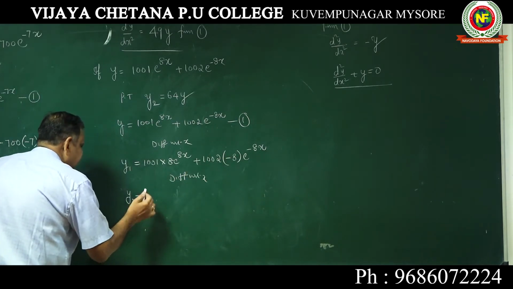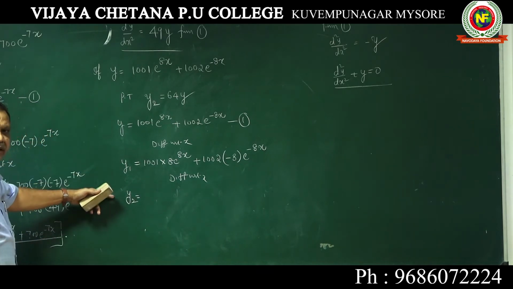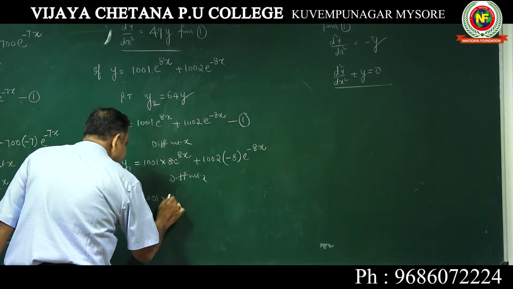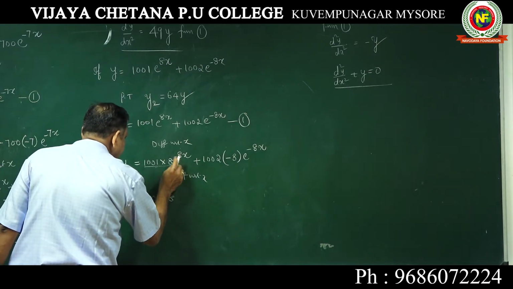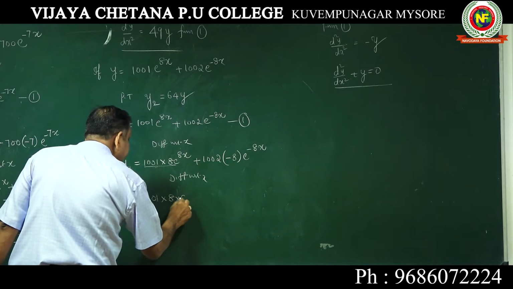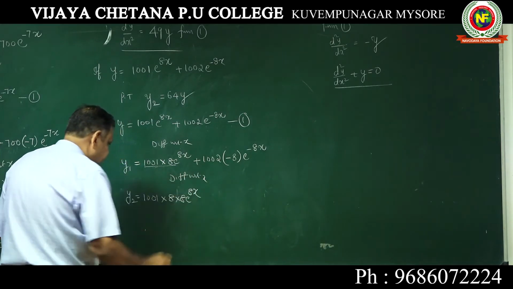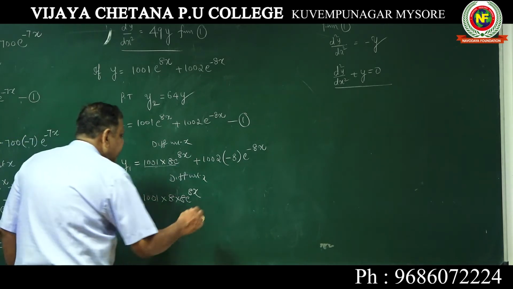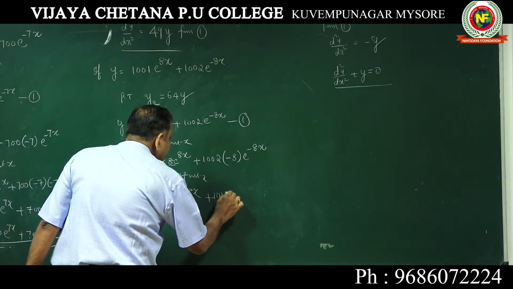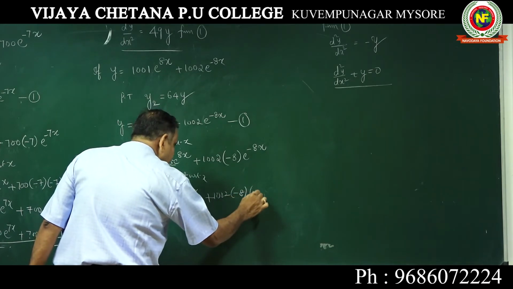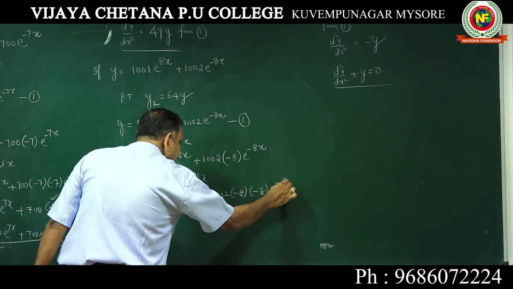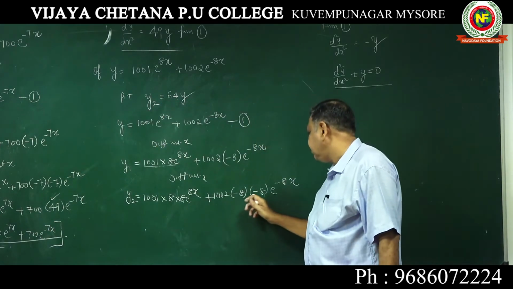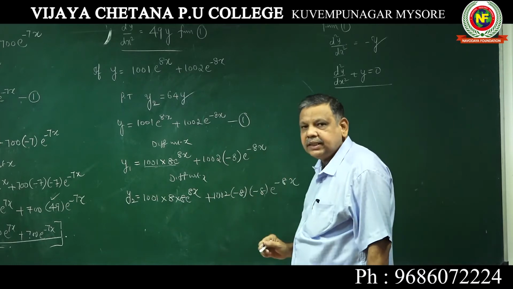Differentiation of y1 gives y2. 1001 into 8 is already there, 1001 8 is a constant as it is, into 8 e to the power of 8x. See, this is very important. Into 8 e to the power, these are all constant as it is. Similarly, plus 1002 minus 8 into another minus 8 e to the power of minus 8x. Very, very important thing.